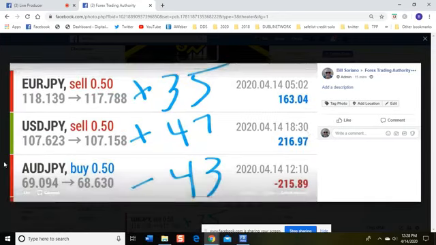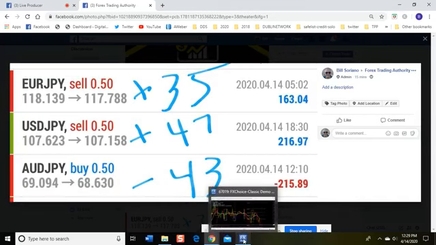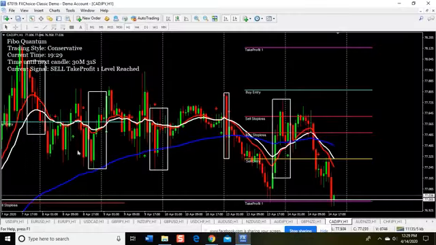Actually, I showed you the wrong chart. I don't think we actually took that trade yesterday. The loss was in AUDJPY, not CADJPY. So I gave you the wrong information there, guys. I'm sorry about that. This is CADJPY. So actually, we didn't take this trade yesterday.